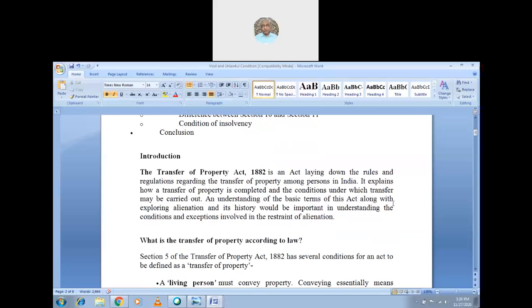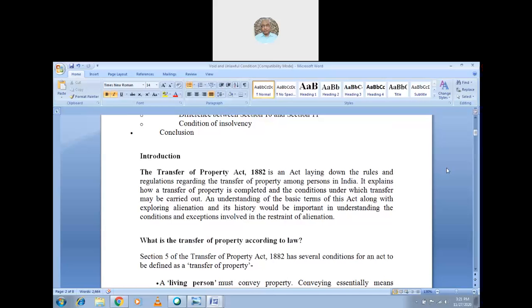Let us see what introduction is given under the void conditions. The Transfer of Property Act 1882 is an act laying down the rules and regulations regarding the transfer of property among persons in India. Yes, inter vivos means two persons should be there, at least one should be a living one, but the other should be either a living person or a juristic personality. In the sense, it may be a society or a company or an artificial person, either corporate or incorporated, it doesn't matter. So we can say the other person is like that.